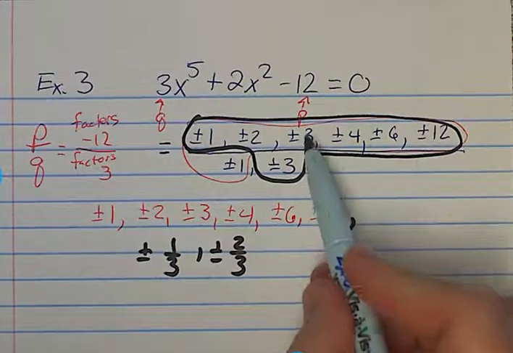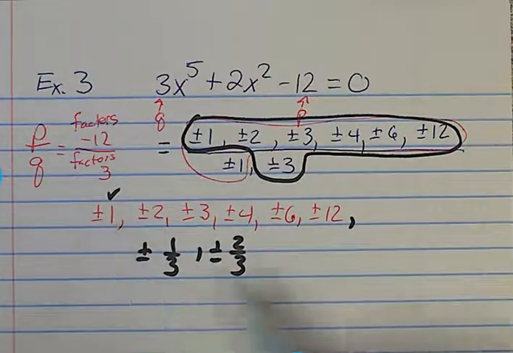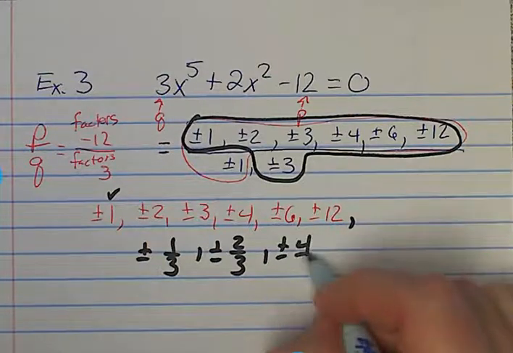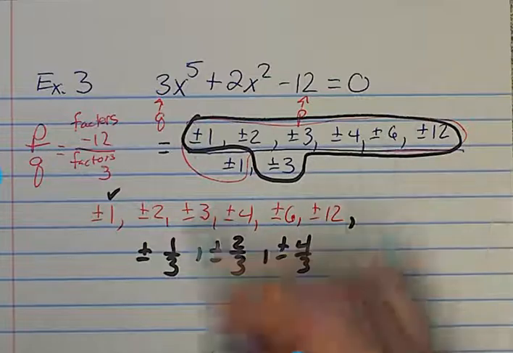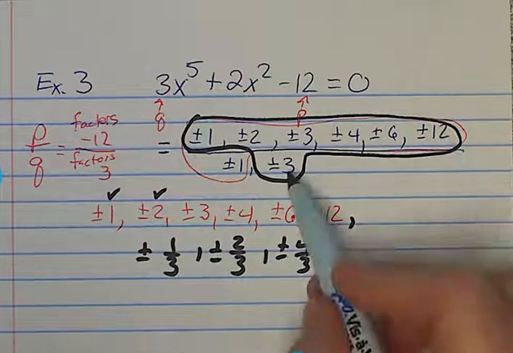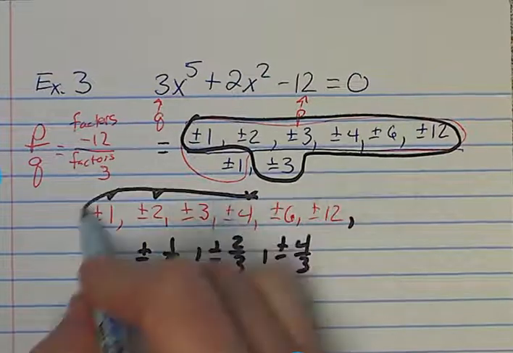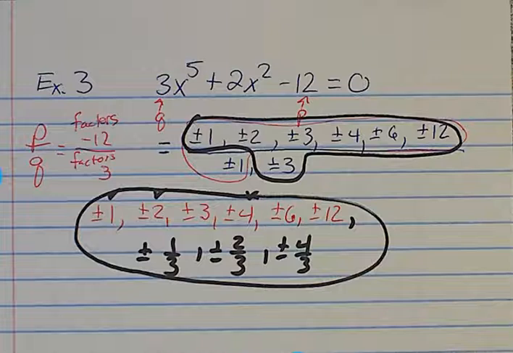You've got 3 divided by 3, but that's 1, so we've got that covered here with the 3 over 3, so we don't have to rewrite it. 4 divided by 3. We've got 6 divided by 3, which is 2, so we've got that one covered here with the 2. And then you've got 12 divided by 3, which is 4. We've got that one covered there with that plus or minus 4. Okay, so those are all the possible answers we could have for this thing.